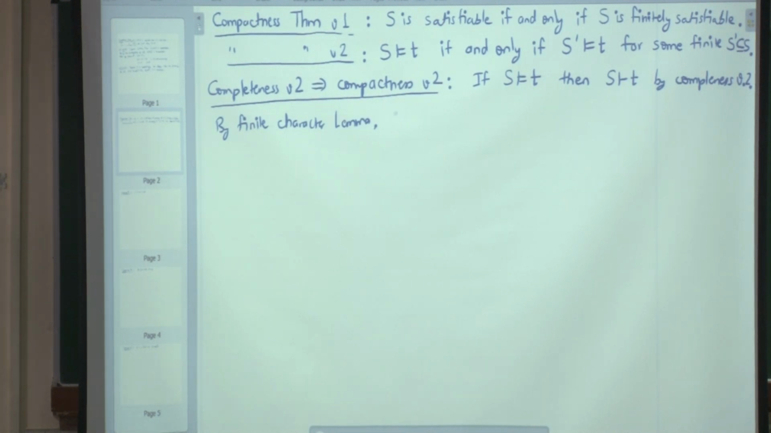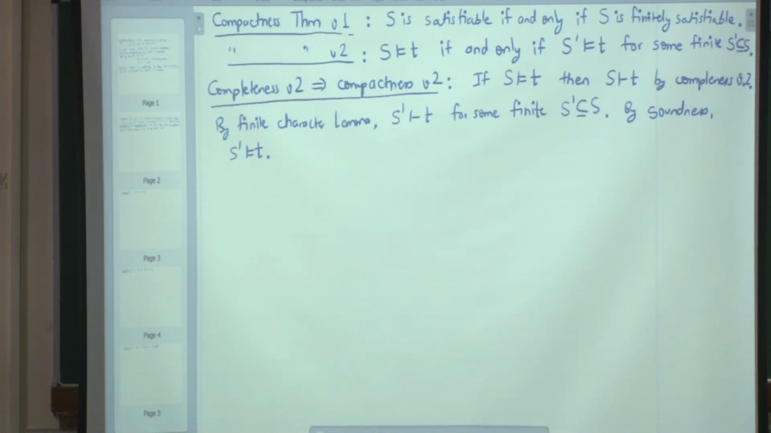There is a finite S prime contained inside S that deduces T, and hence by soundness. Soundness also has two versions, version 1 and 2. Hence by soundness we get that S prime has T as a logical consequence.